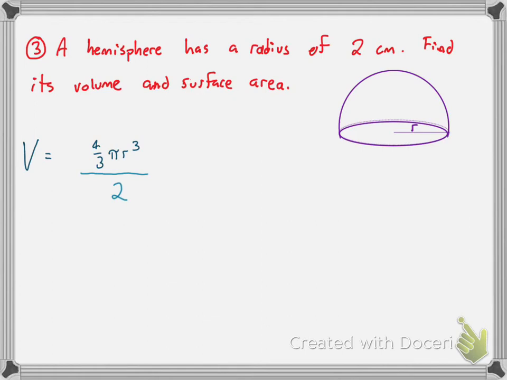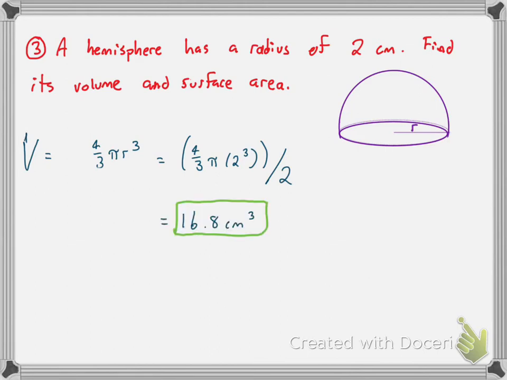So I'm given the radius. I don't have to do really anything here. I do 4/3 pi times 2 cubed, and then I cut that number in half. When I do that, I get 16.8 centimeters cubed. Surface area is going to get a little bit weirder, so make sure you're paying attention to this. My initial surface area would be 4 pi r squared.